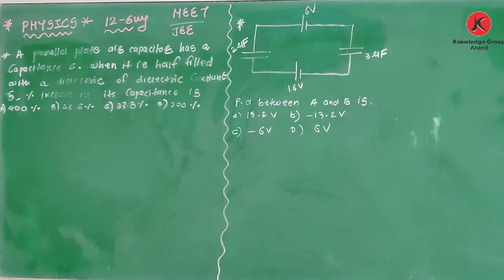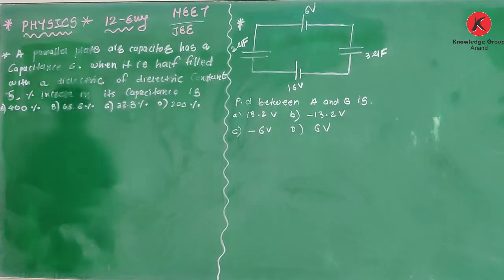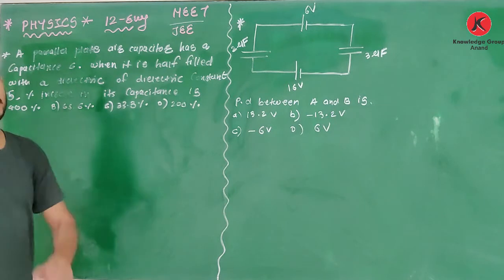Now next question. See, a parallel plate air capacitor has capacitance C. When it is half filled with a dielectric of dielectric constant 5, the percentage increase in its capacitance is 400%, 6.56, 33.3 and 200.